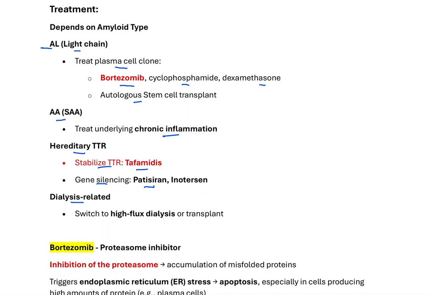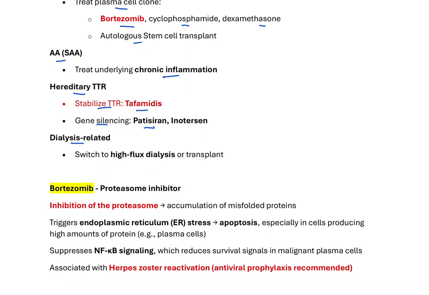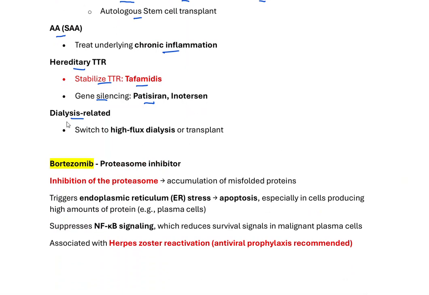And then moving on to the last one, which is dialysis-related amyloidosis. With dialysis-related amyloidosis, your goal is to switch to high flux dialysis or transplant for those patients.